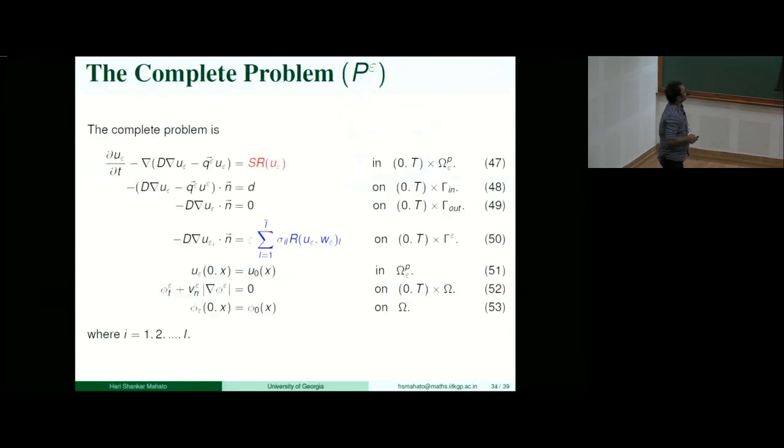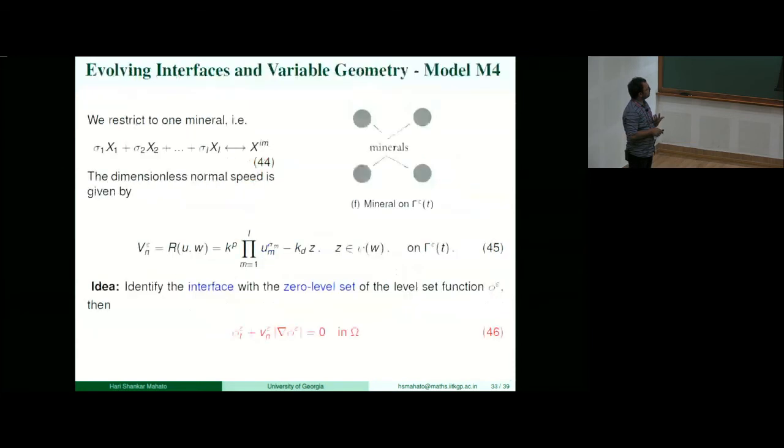And now, this is how our whole model will look in the case of a moving interface situation. Our diffusion reaction equation for the mobile species will remain as it is. That one we are not touching. But on the interface of the solid parts, whatever is happening is modeled via this level set function, where V epsilon is nothing but this reaction rate term, which is given by dissolution and precipitation.